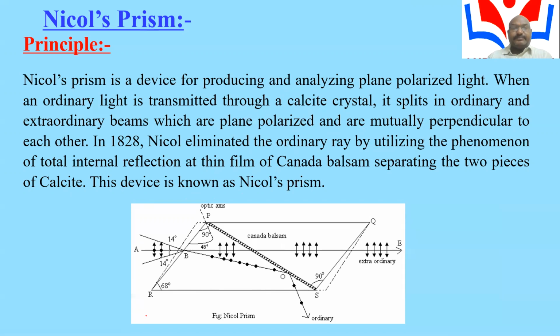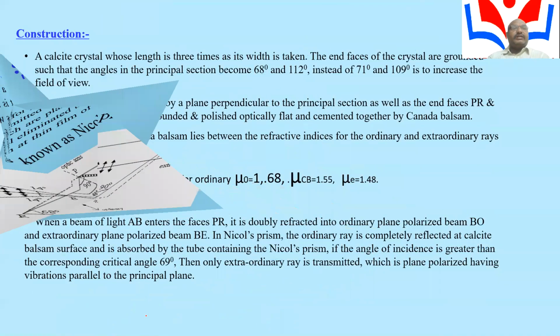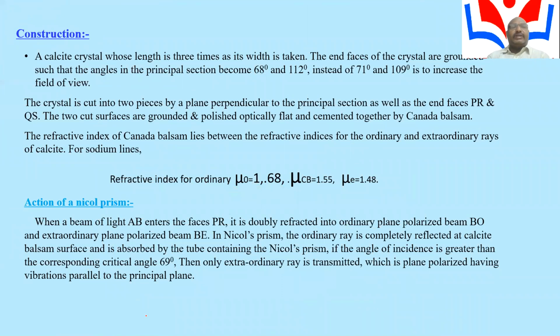From the diagram, the construction: a calcite crystal whose length is 3 times its width is taken. The end faces of the crystal are ground such that the angles in the principal section become 68 degrees and 112 degrees instead of 71 degrees and 109 degrees, to increase the field of view.